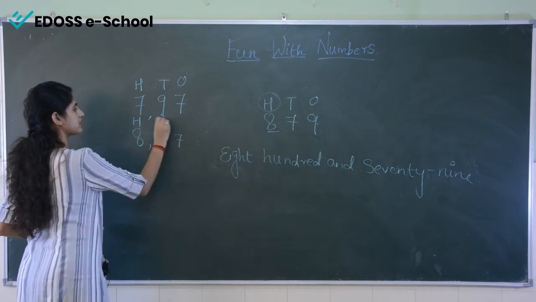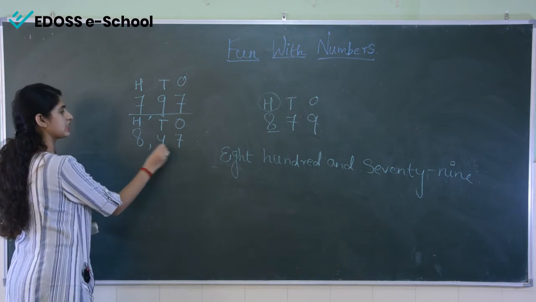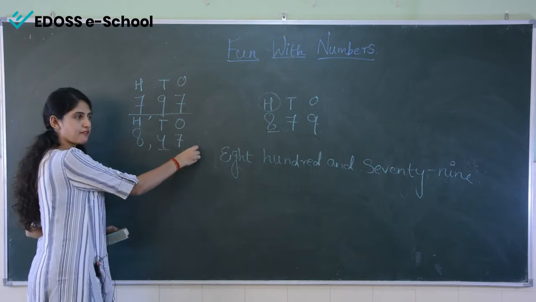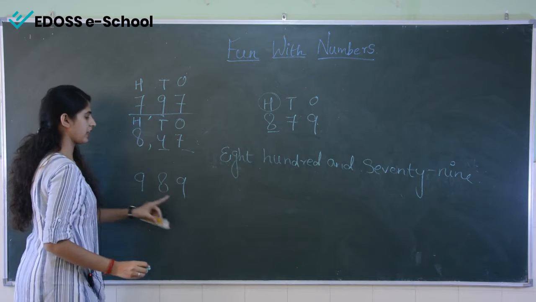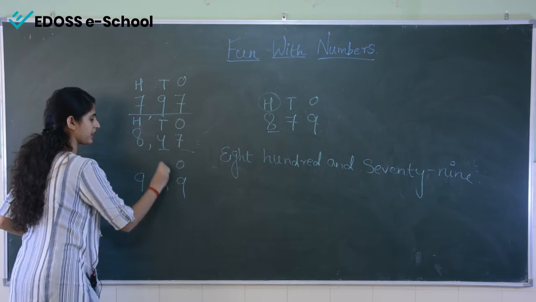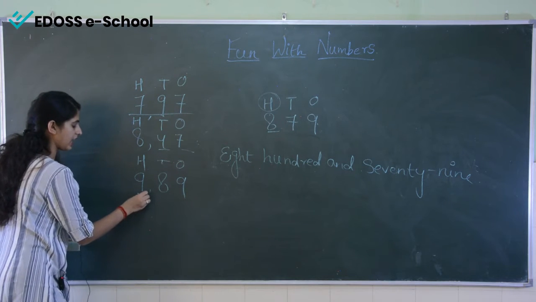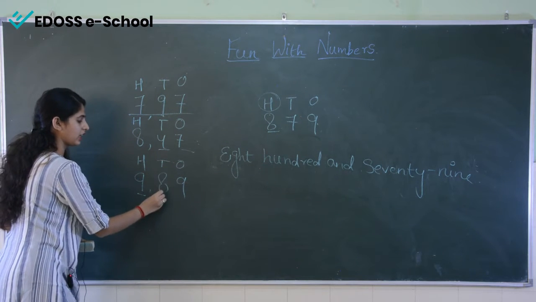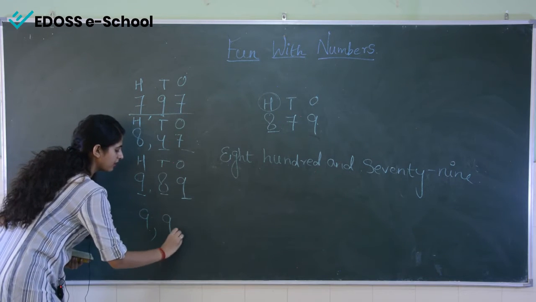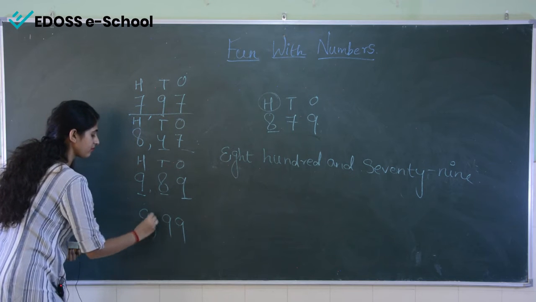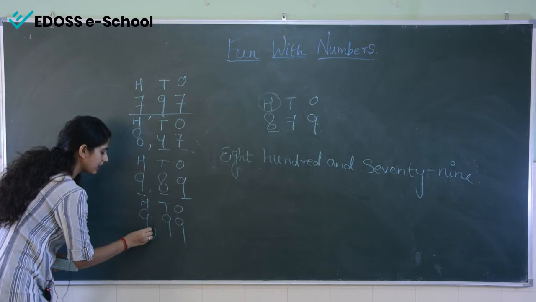Next, write 100's place, 10's and 1's. How will we read this? 847. Next example, 989. 1's place, 10's place and 100's place. So how will we write? 989. Okay, and then hundreds, tens and ones.